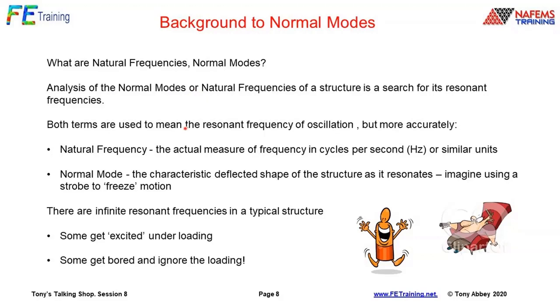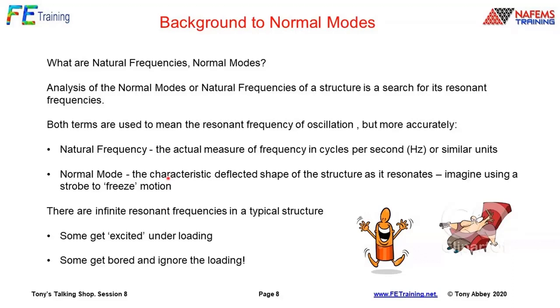Both the terms here and all the other terms I mentioned talk about the resonance of oscillation. Very specifically, the natural frequency is a frequency, typically in hertz or cycles per second, and there's going to be a lot of them. We'll see in a real structure, there's actually an infinite number of resonant frequencies. And then the normal mode is the actual frozen mode shape.